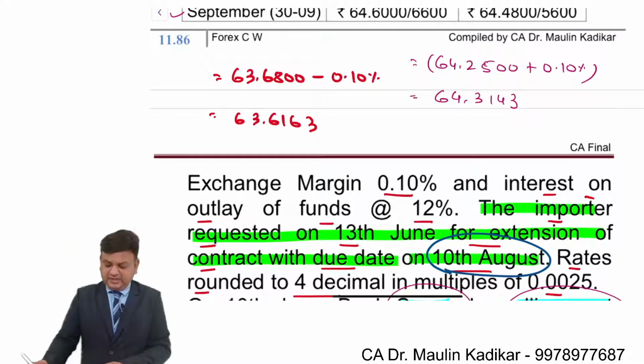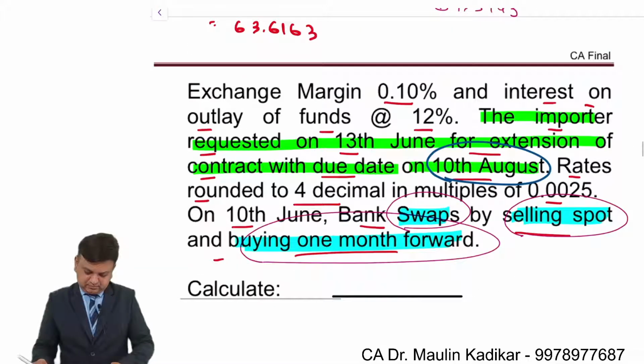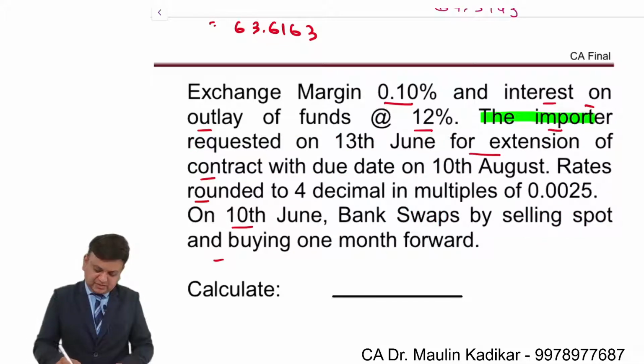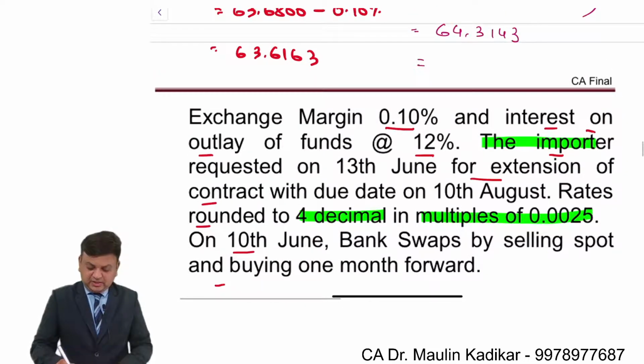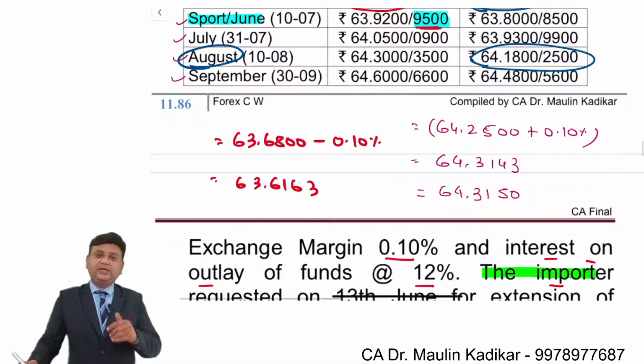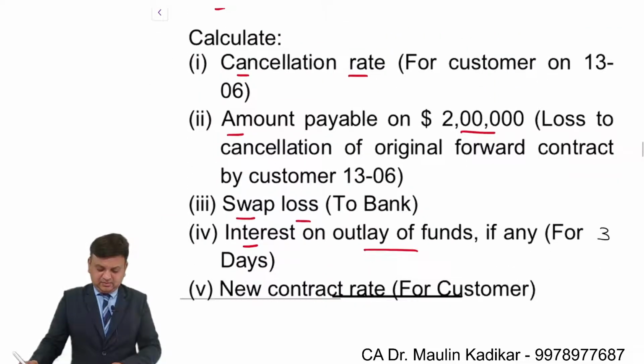Over here the question is providing the information that you are required to make the computation of the exchange rate in 4 decimals in multiples of 0.0025. So over here the new rate which will be applicable is 64.3150. Okay, that is the nearest one that we will take. This is the way the new exchange rate will be applicable to him.